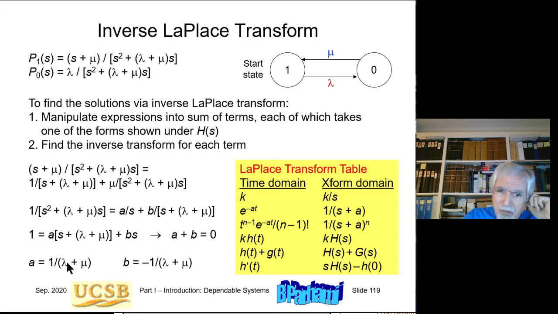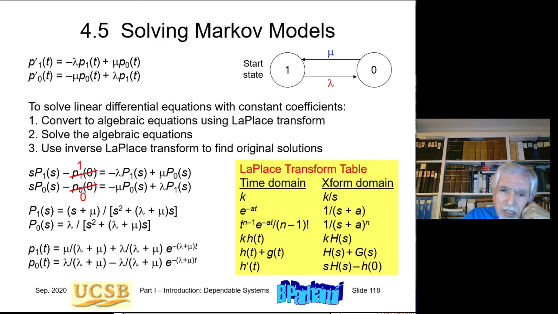Once I have the a and b, I plug into here. So here I have a, which is 1 over lambda plus mu, divided by s. That's of this form. And here I have b, which is this negative value, divided by s plus lambda plus mu, which is of this form multiplied by some constant. So I now can go back and find the answers that I gave you on the previous slide at the bottom. Notice these are the transient probabilities of P1 and P0. If t is equal to 0, then this term becomes 1, P1 of t becomes 1, and P0 of t becomes 0. If t is equal to infinity, we get the steady state probabilities. So that checks out.